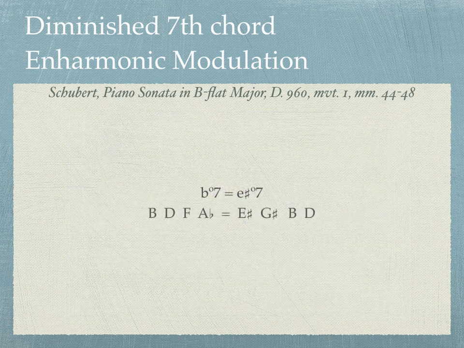The relationship of enharmonic spelling between B fully diminished 7 and E sharp fully diminished 7 can be seen in the spelling of both chords, where the F and A flat are respelled as E sharp and G sharp.